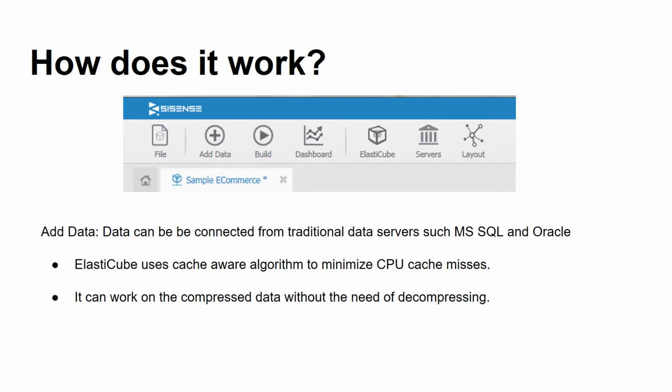After data loading, CPU cache misses become the bottleneck of mean performance. A special cache-aware algorithm is used to minimize these errors. Similar to every database, it compresses data to save disk space and RAM, but it is designed to work directly on compressed data, which increases its performance.